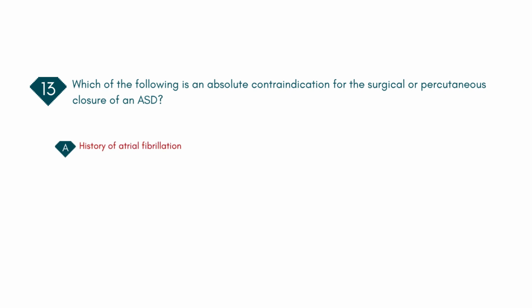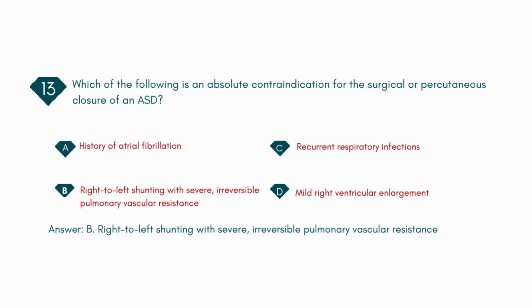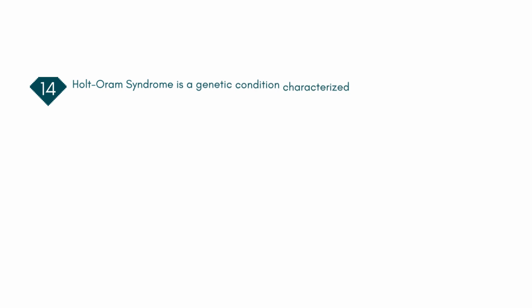A. History of atrial fibrillation. B. Right-to-left shunting with severe, irreversible pulmonary vascular resistance. C. Recurrent respiratory infections. D. Mild right ventricular enlargement. Answer: B. Right-to-left shunting with severe, irreversible pulmonary vascular resistance. Holt-Oram syndrome is a genetic condition characterized by ASD and A.